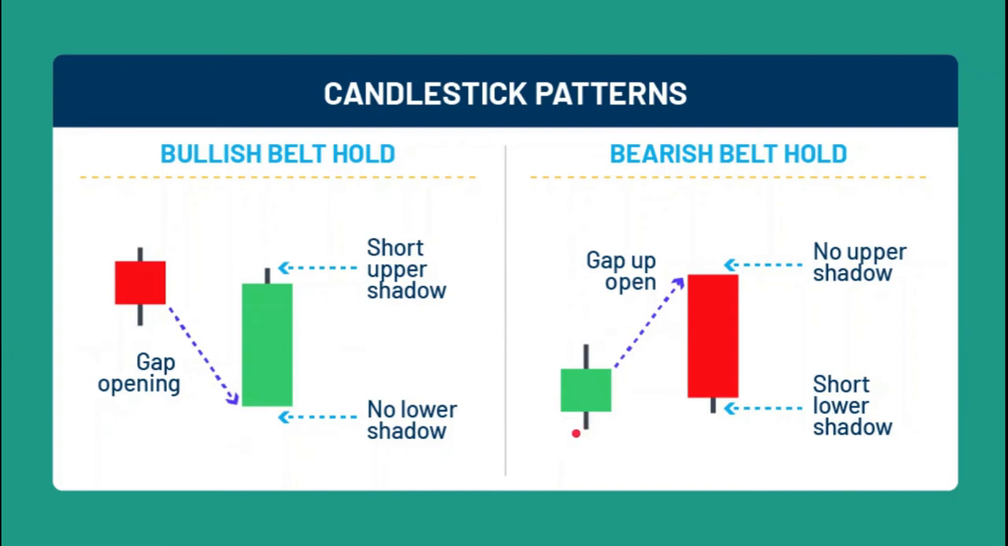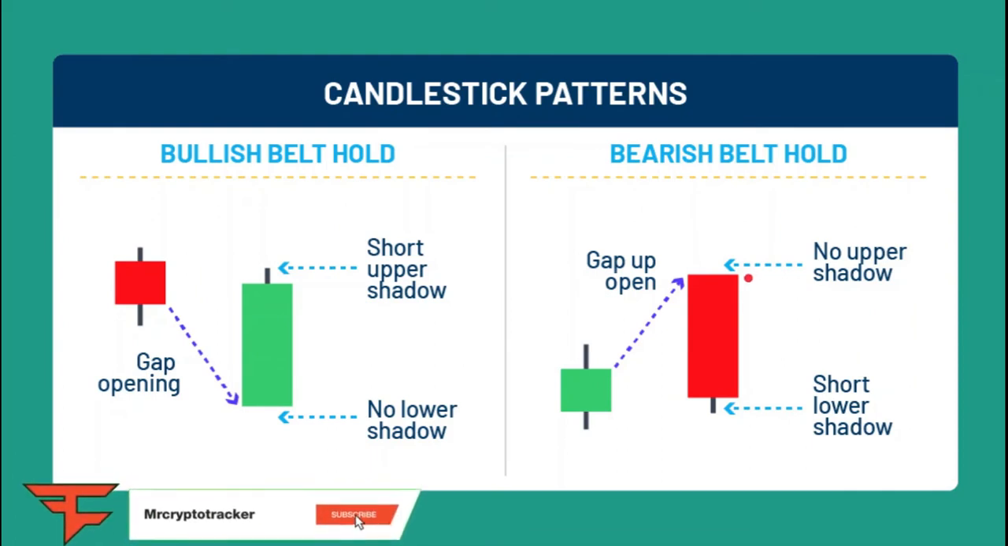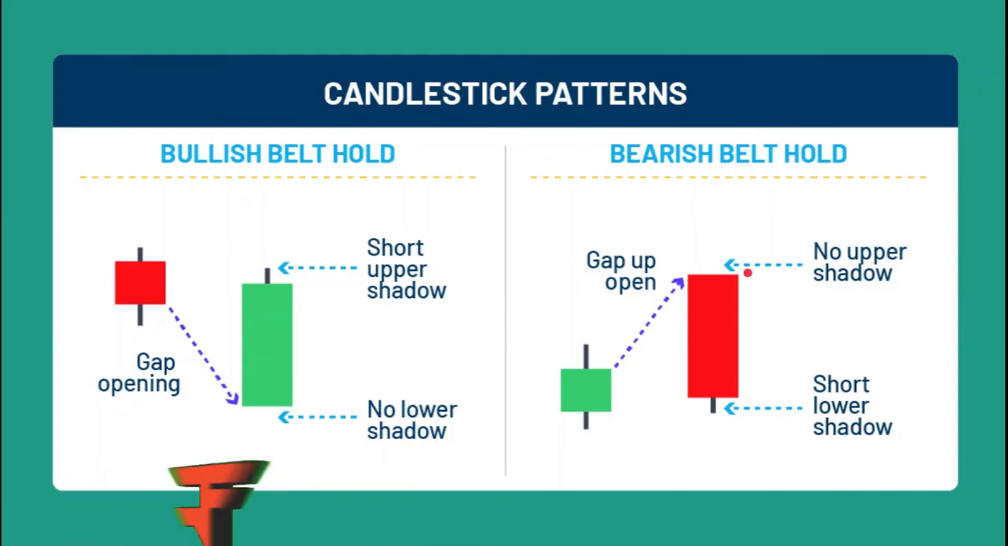So generally speaking, the longer the height of the belt hold candle line, the more important the signal it gives. Look here, if there is a relatively huge price difference between the open and the close, then in the case of the bullish belt hold, we can conclude the bulls are in control of the market. And conversely, for the bearish one, if we see a relatively huge price difference between the open and close of this candle, we can conclude bears are in control of the market.